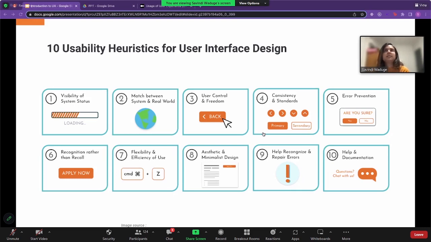There's no hard and fast rule saying that you need to follow these things, but these are good best practices that have been identified by UX experts and researchers so far, with a lot of experience, trial and error, testing and research, and so on.